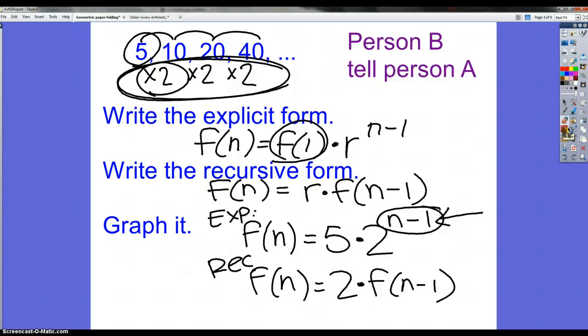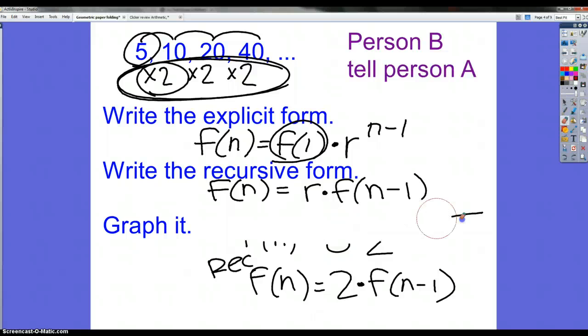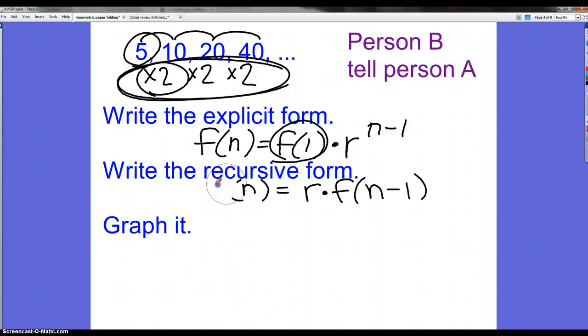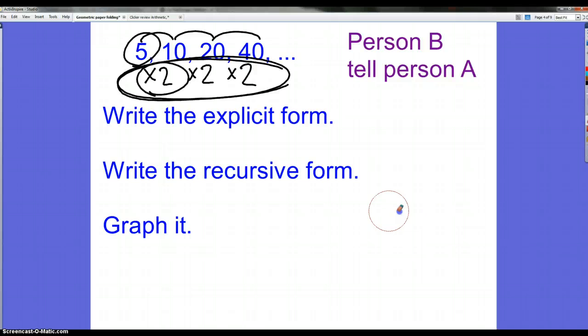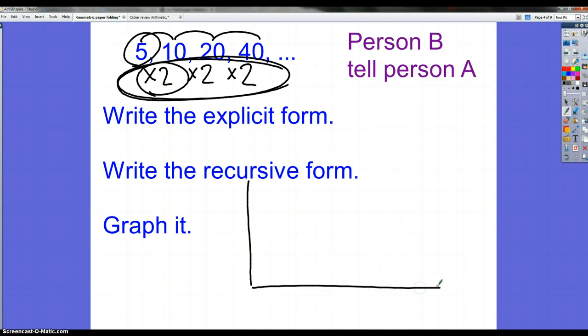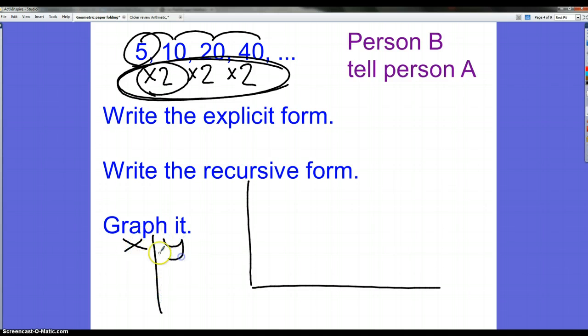So let's talk about the graph. I'm going to erase what I've written up here. If you need that, you can stop the video. If I want to graph this, I can make a little table. I got 4 numbers, so 1, 2, 3, 4, and 5, 10, 20, 40. So I'm going to go by tens, 10, 20, 30, 40.